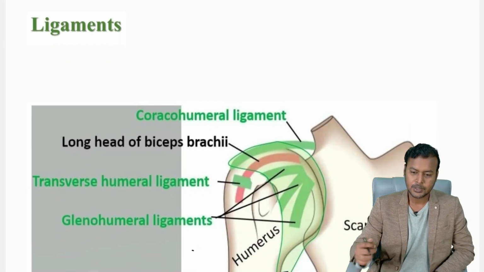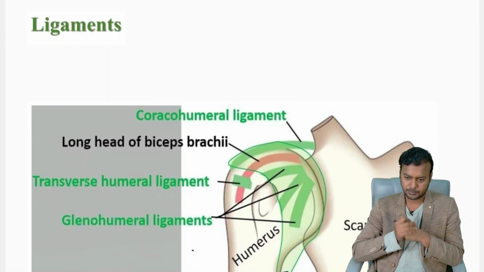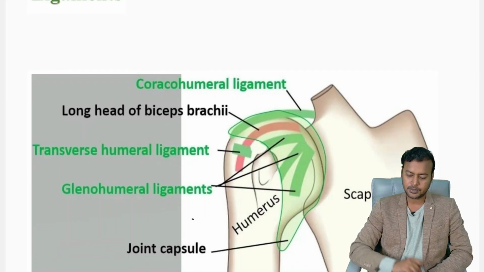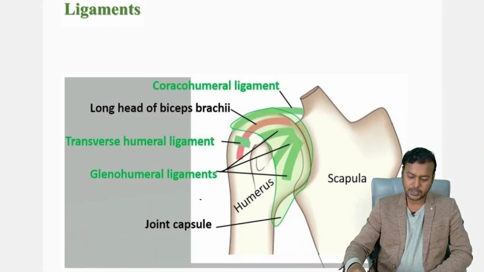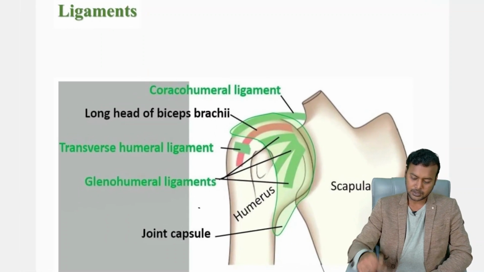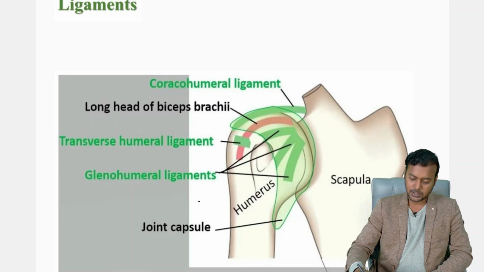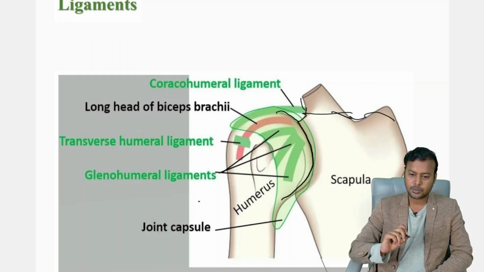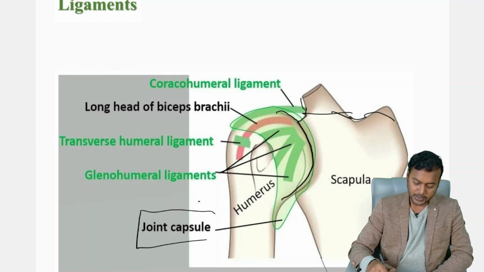Now students, since this joint is inherently unstable, there are several ligaments which work on it to stabilize the joint. So what are these ligaments? Here is a diagrammatic representation of the shoulder joint. You can see here the scapula, and on this side, the head of the humerus. Now, students, the first ligament which I want all of you to look at is the joint capsule.